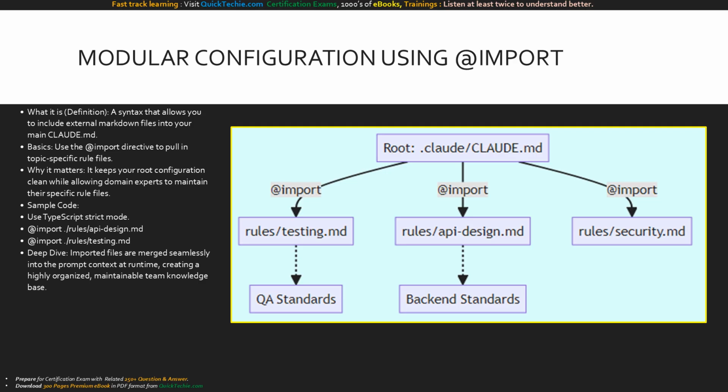This graph visualizes the modular @import architecture. Your root Claude.md file sits cleanly at the top, acting as a router. It branches out to import specific Markdown files for testing, API design, and security. Notice how each imported file encapsulates its own specific domain standards. This keeps version control histories clean and ensures your rule repository remains scalable and easy to read for both humans and Claude.